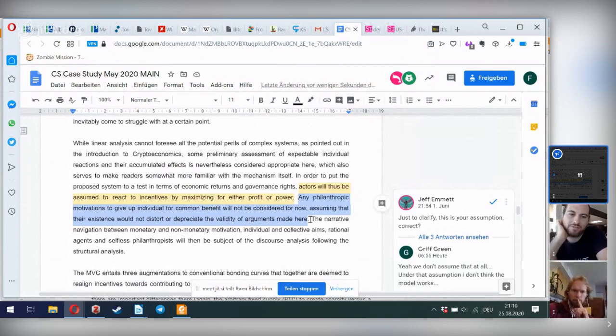Look, that was one of the feedbacks I got from my professor, who said that this analysis is not false, but it's very simplistic. And I should also include other motivations and think more about positive motivations as well. So yeah, I mean, I'm right. I highlighted this next sentence: any philanthropic motivations to give up individual for common benefit will not be considered here for now, because they would only help the system, and in a stress test, I'm assuming the worst. It's fine.